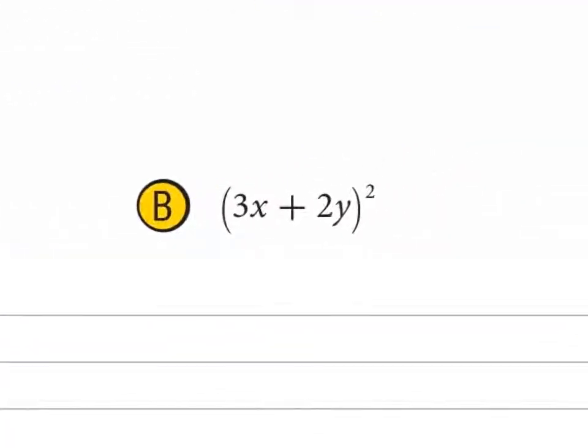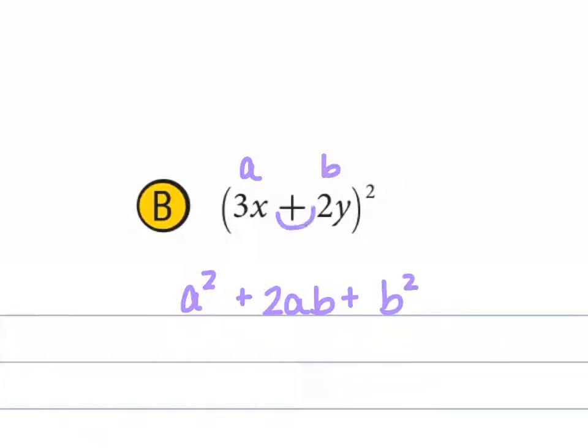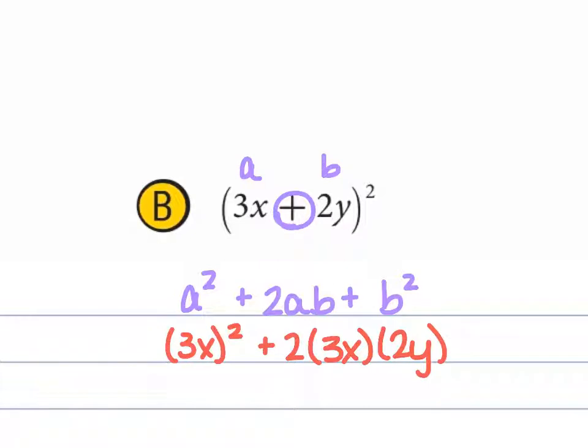If we look at example B, we have 3x plus 2y squared. So again, that 3x is a, that 2y is b. So we're using a squared plus 2ab plus b squared. Remember, there's a plus sign in between. So we're going to use plus 2ab. So a squared is going to become 3x squared plus 2 times a, which is 3x, times b, which is 2y, plus b squared, so 2y squared.